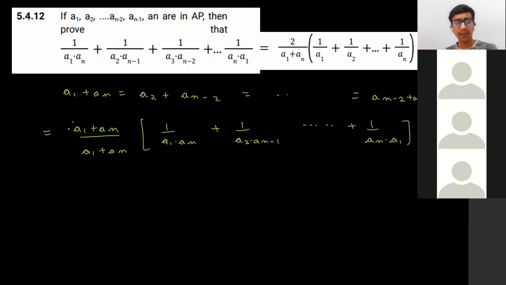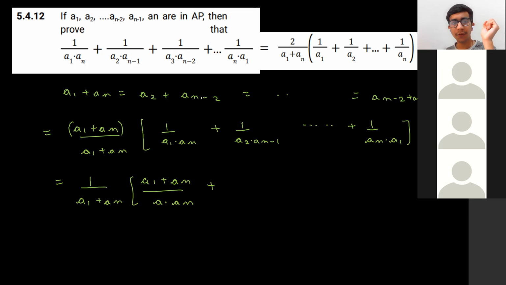Okay, I'm going to multiply this a1 plus an inside the bracket. So what I will have is a1 plus an divided by a1 times an. Now comes the important part. I can write a1 plus an as a2 plus an minus 1. Right? a1 plus an is also equal to a2 plus an minus 1. My bad, it's an minus 1.